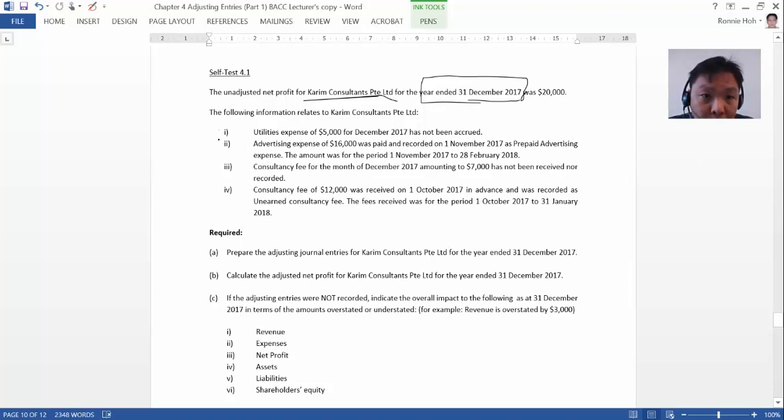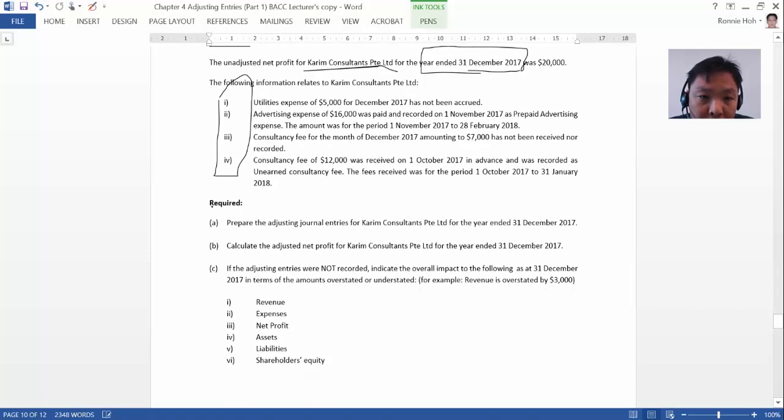We are provided with 4 pieces of information here. If you look at this information, each piece can be mapped to the 4 different types of adjusting entries that you have learned in this chapter. So I hope you are able to identify them, but we will go through them one by one shortly. But firstly, let's look at the requirements.